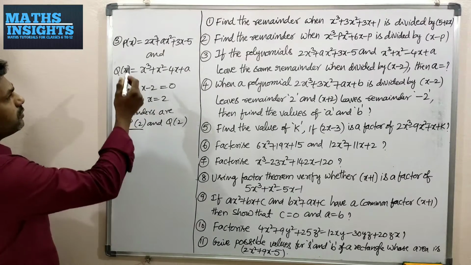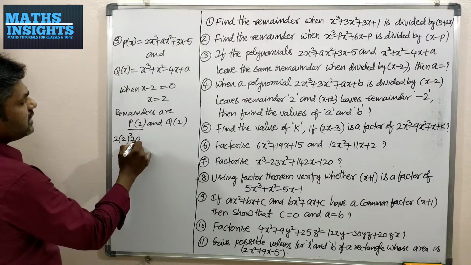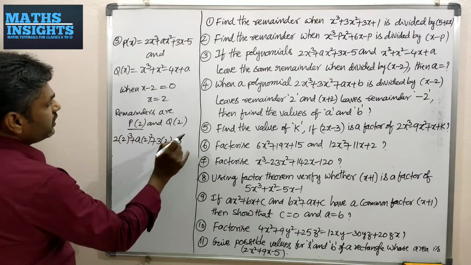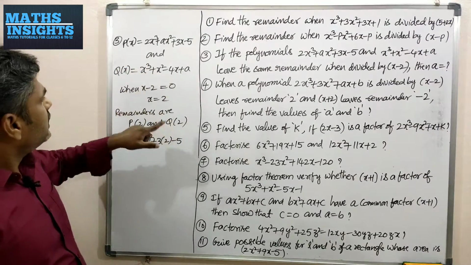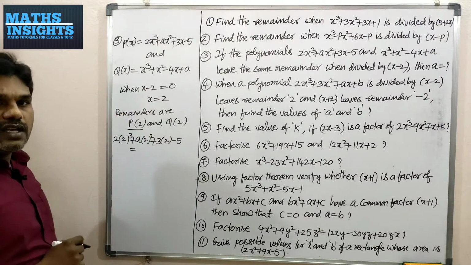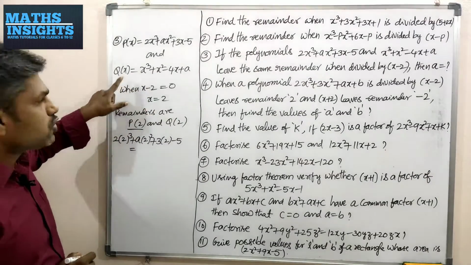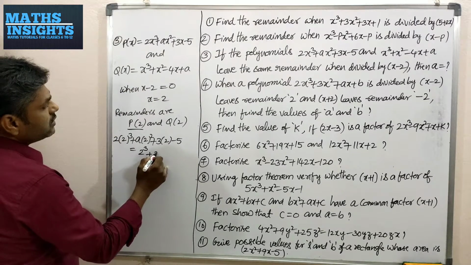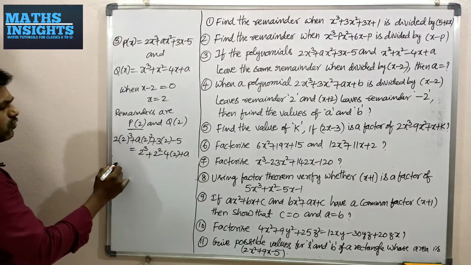So p of 2 means 2 into 2 cube plus a into 2 square plus 3 into 2 minus 5. This is the remainder when p of x is divided by x minus 2. They are saying that this remainder is equal to the remainder when q of x is divided by x minus 2. In this case it will become 2 cube plus 2 square minus 4 into 2 plus a. So you will get the answer.